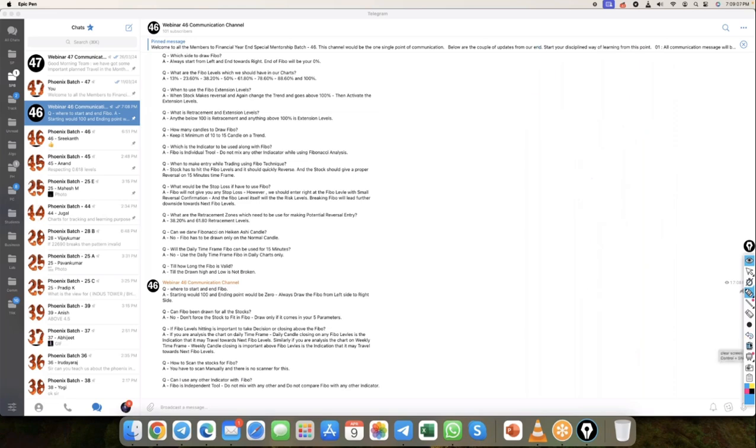Don't overthink in the stock market. Keep it simple. When we say do not compare at any point of time between one tool and another tool, FIBO is an independent tool. Whatever you are doing, you do as per the rules and regulations of FIBO. Don't try to confuse FIBO with other indicators or other tools.